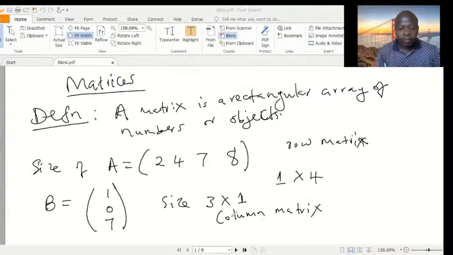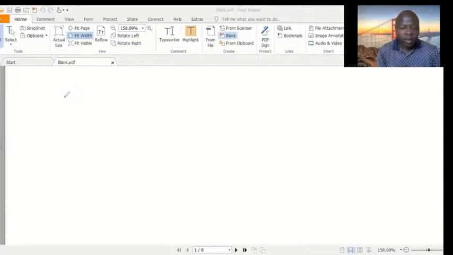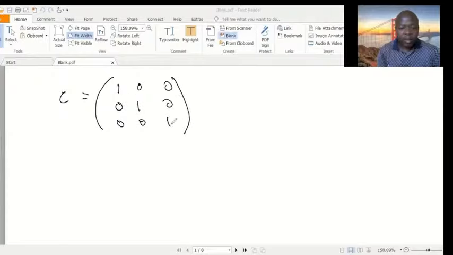Now, so we've talked about square matrix. We also have a matrix C, for instance, 1, 0, 0, 0, 1, 0, 0, 0, 1. You can see that this diagonal has 1, 1, 1, and also you have zeros. And so this is the identity matrix. This is a 3 by 3 matrix. The identity matrix for a 3 by 3 matrix is this.